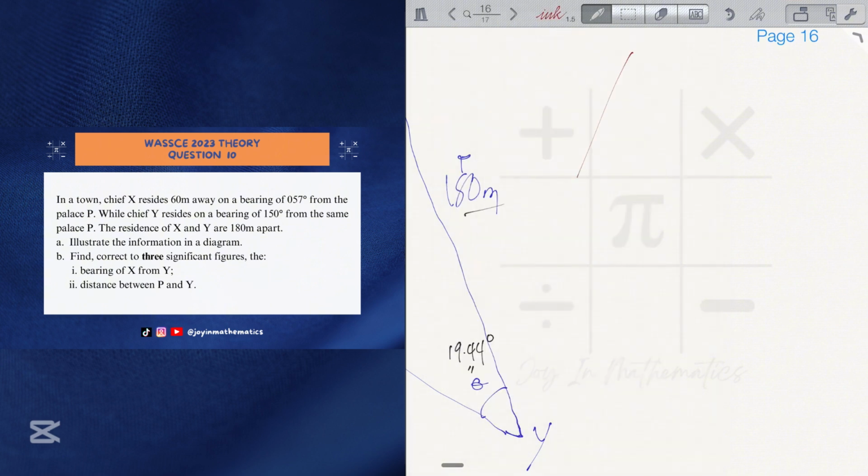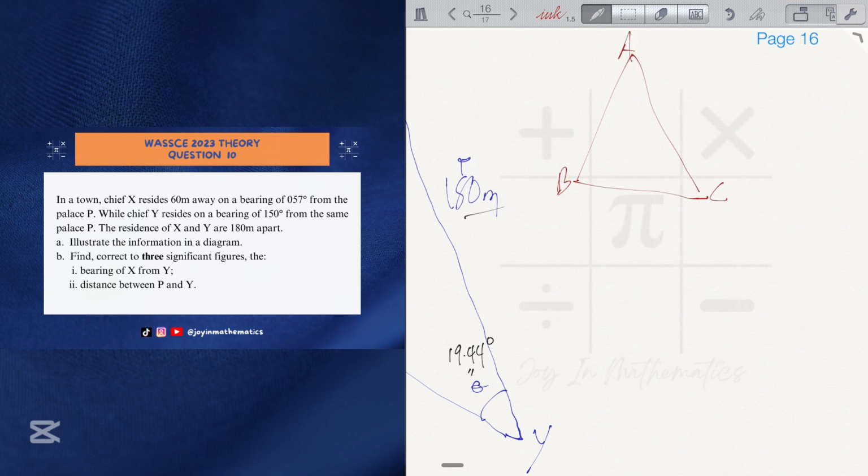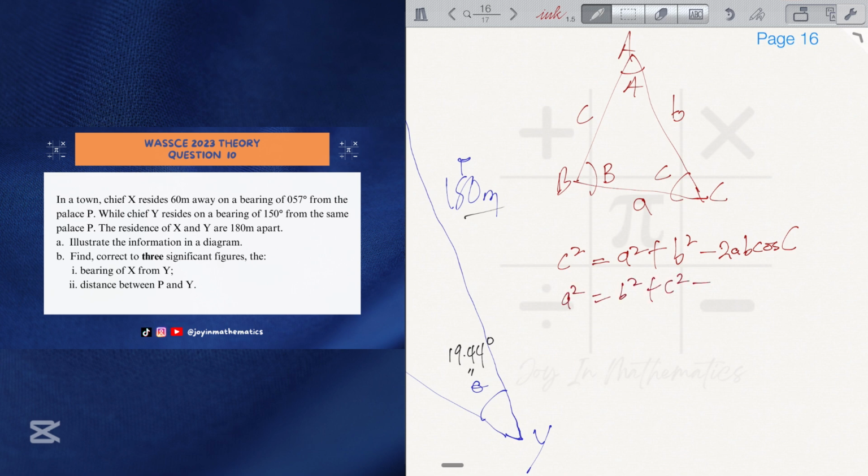In the cosine rule, we have angles A, B, and C. In the same way, we have side a, side b, and side c, with angle A, angle B, and angle C. So in the cosine rule, we establish the fact that c squared is equal to a squared plus b squared minus 2ab cos C. Similarly, a squared is equal to b squared plus c squared minus 2bc cos A, and b squared is equal to a squared plus c squared minus 2ac cos B.